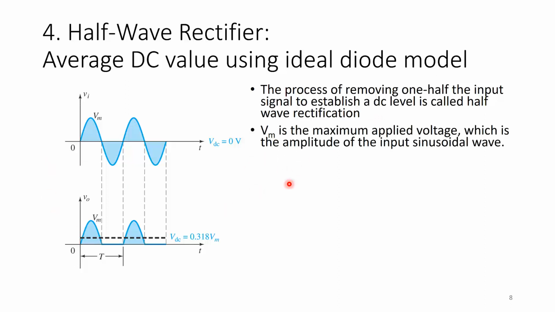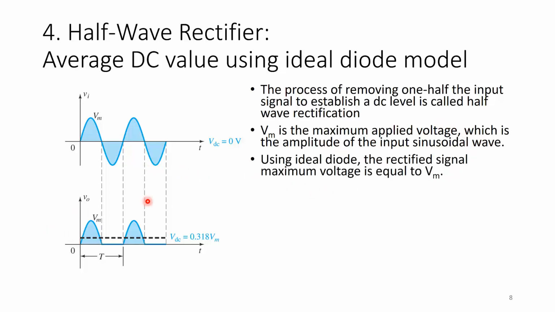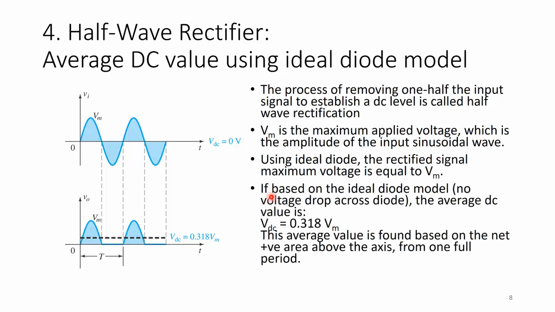I'm just repeating myself. Now Vm here is the maximum applied voltage, which is the amplitude of the input sinusoidal wave. And using an ideal diode, the rectified signal maximum output voltage is equal to Vm. This was because it was an ideal diode. Based on the ideal diode model, with no voltage drop across the diode, the average DC value is 0.318 Vm. So where do we get this value 0.318 Vm?